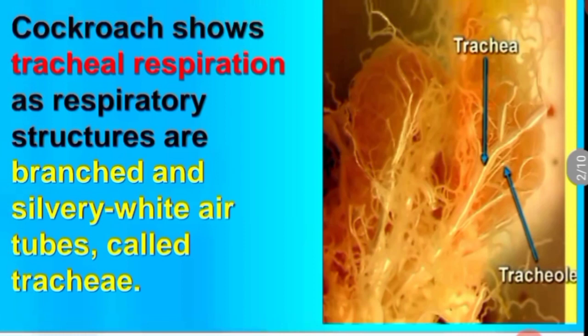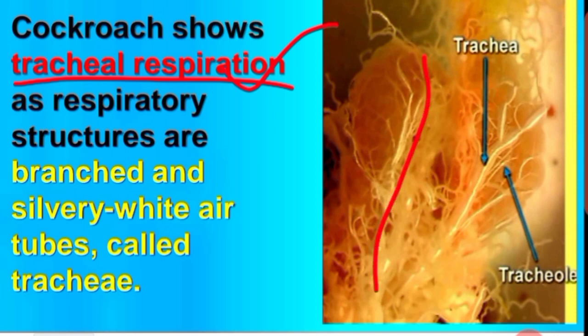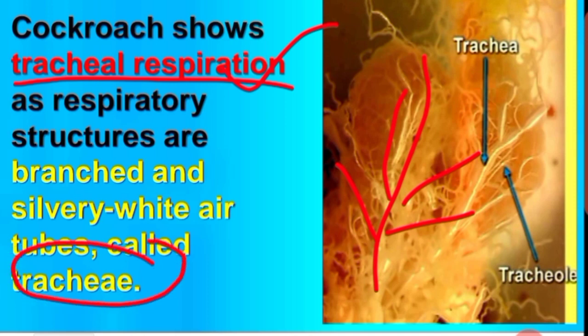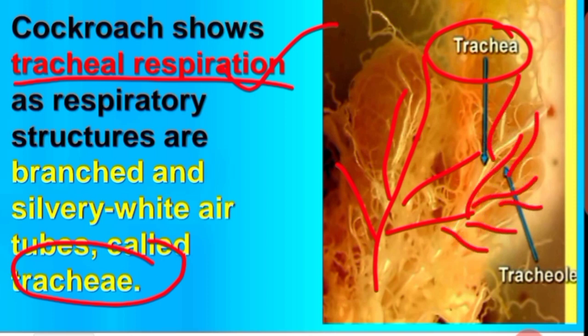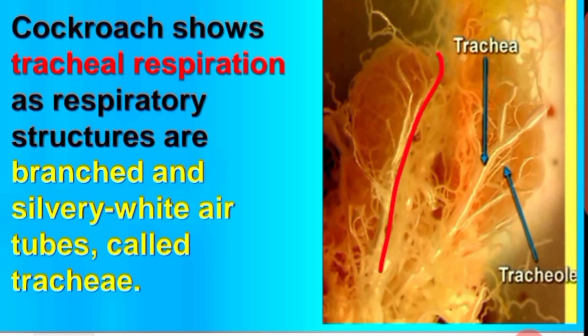Yes, cockroach shows tracheal respiration. Respiratory structures are branched, silvery white air tubes named trachea. Trachea further gets branched, and again it gets minute branches. Those branches of trachea are called tracheoles. Right? It is actually a real cockroach respiratory trachea and tracheole branches.